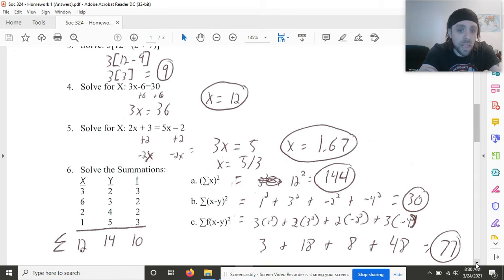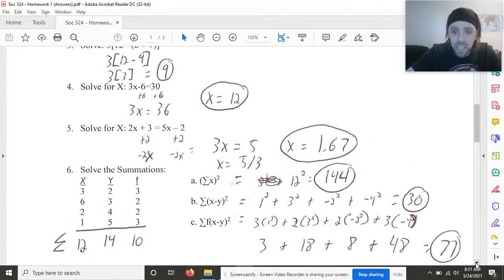So if you follow along with my line here, in the first column, x minus y is 3 minus 2. And then I square that. So 3 minus 2 is 1, squared is 1. Going to the second row, 6 minus 3 is 3, squared is 9. The third row, 2 minus 4 is negative 2, squared is 4. And then the final column, 1 minus 5 is negative 4. Negative 4 squared is 16.